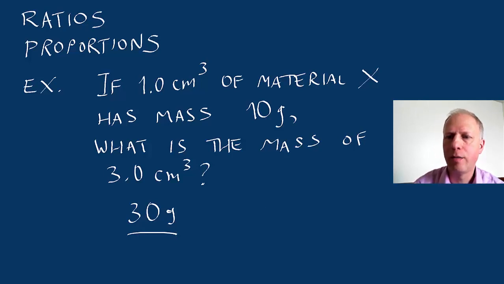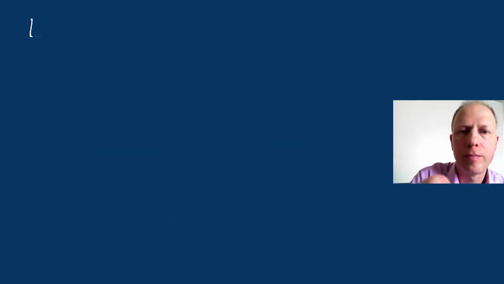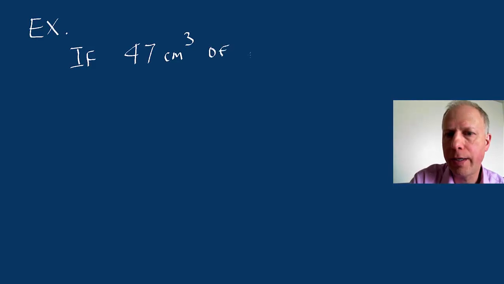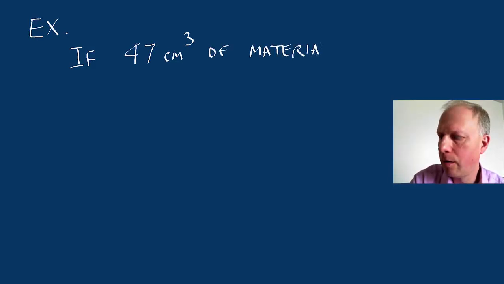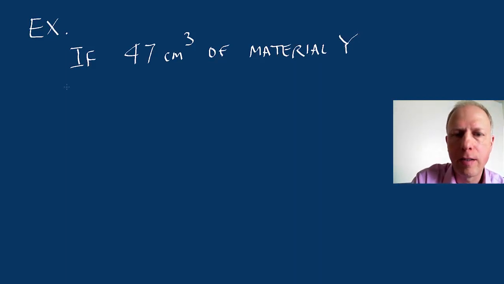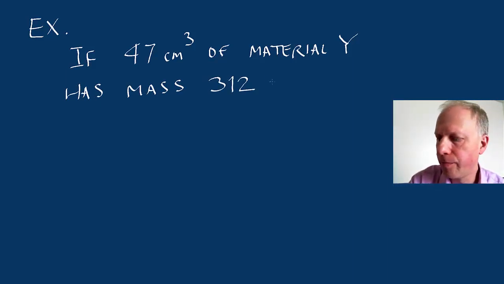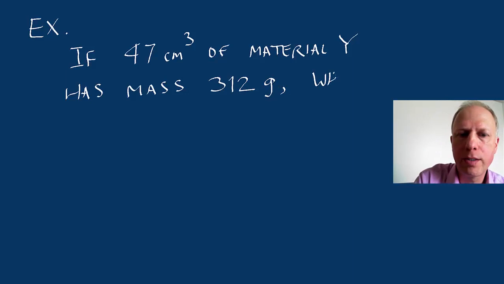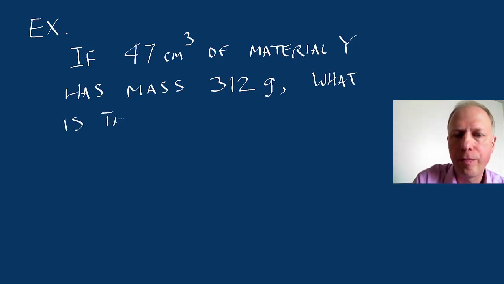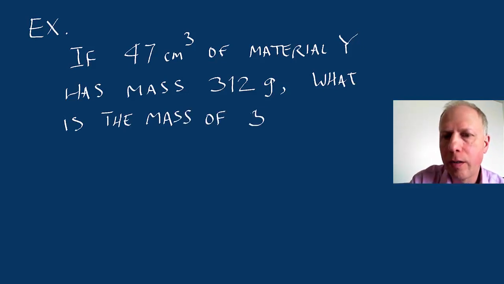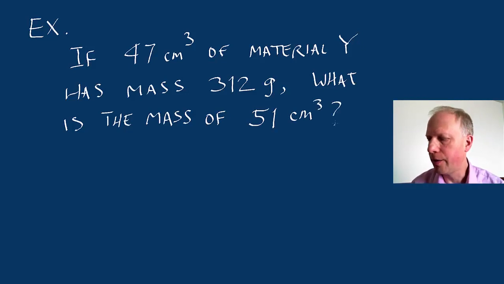Okay, but what about this example? If 47 cubic centimeters of material Y has a mass of 312 grams, what is the mass of 51 cubic centimeters of material Y?